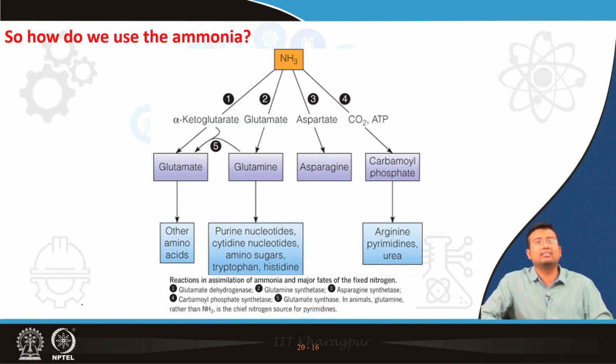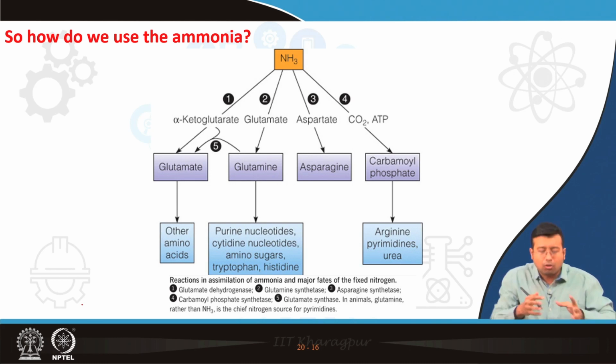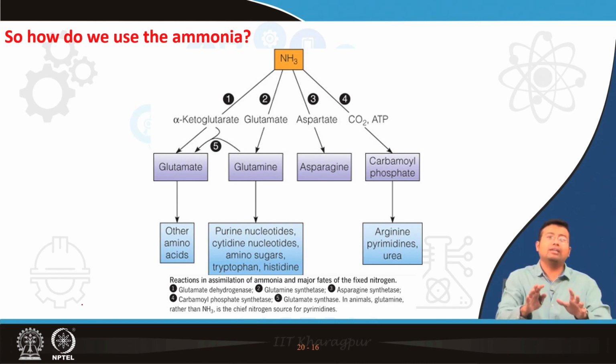Now the question is, how do we use ammonia, right? Ultimately ammonia is pushed to the liver by the glucose-alanine cycle or in the formation of glutamine. So if we look at the use of ammonia in our system, we can at least till now answer a few questions from this slide.